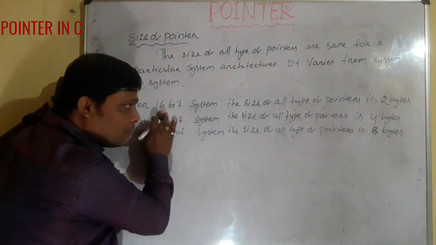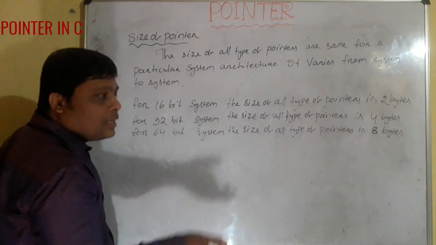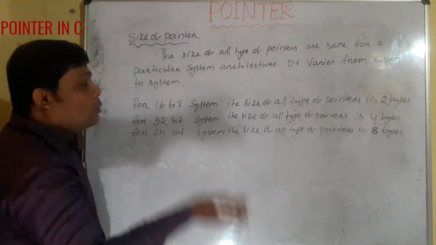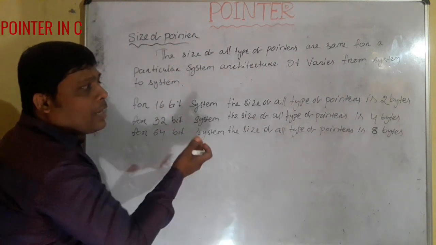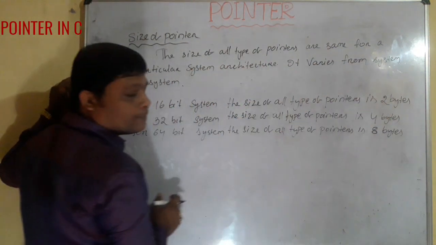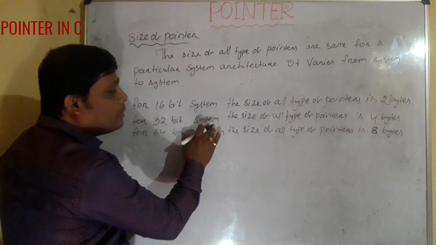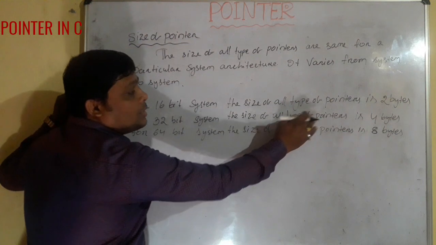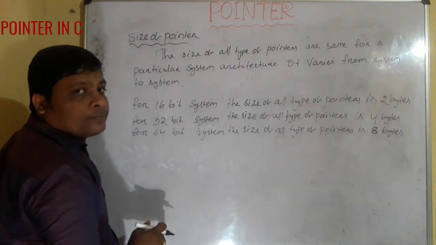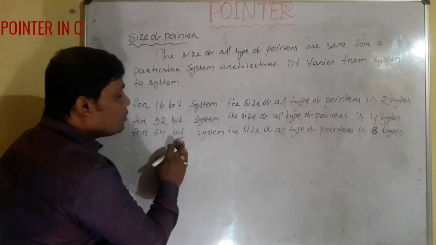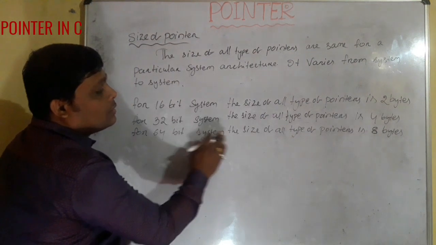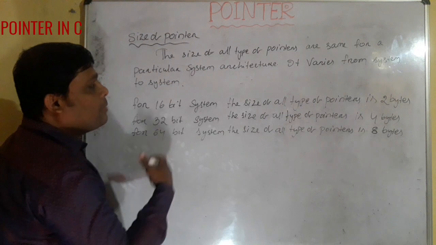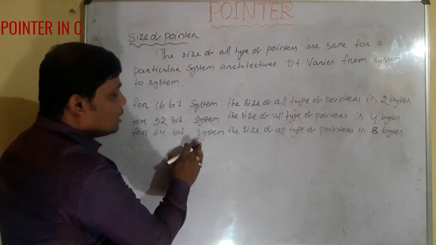If your system is 16-bit, then whether the pointer is an integer pointer, a character pointer, a float pointer, or a double pointer, all types of pointer size is 2 bytes. Clear? Same for a 32-bit system. If your system is a 32-bit operating system, then the size of all types of pointers is 4 bytes. Clear? Same for 64-bit, if your system is 64-bit, then the size of all types of pointers is 8 bytes.